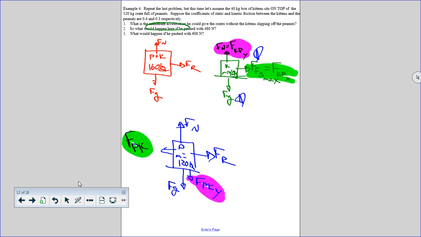We haven't put any numbers in yet. Are there any problems with what we've done? All right, so now let's put in some numbers. I'm going to do this kind of quick here. So our force of gravity on this is, what's 16 times 9.8?